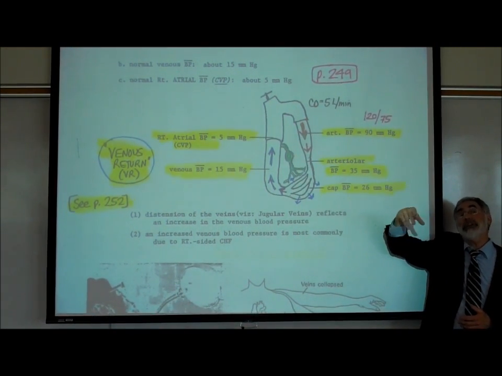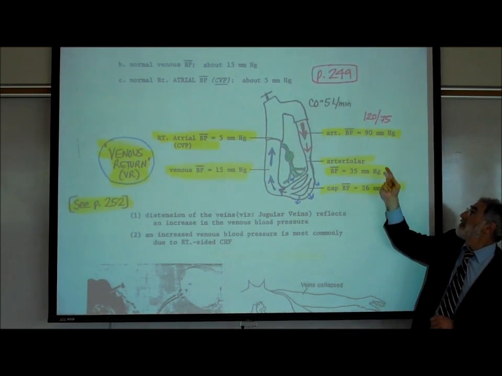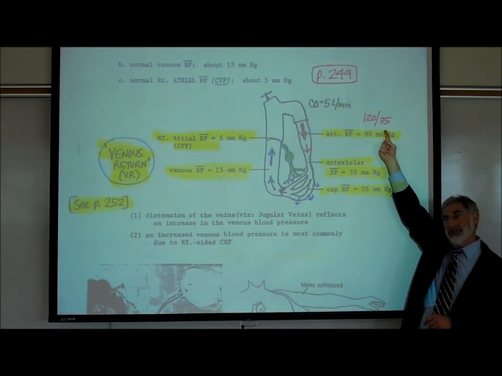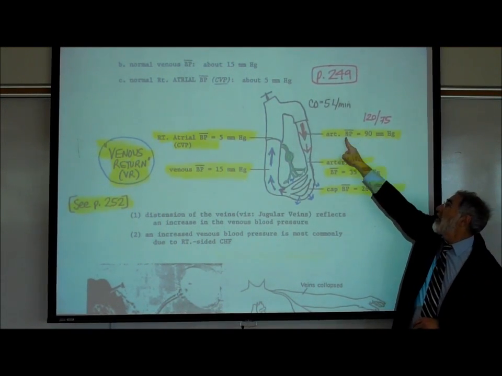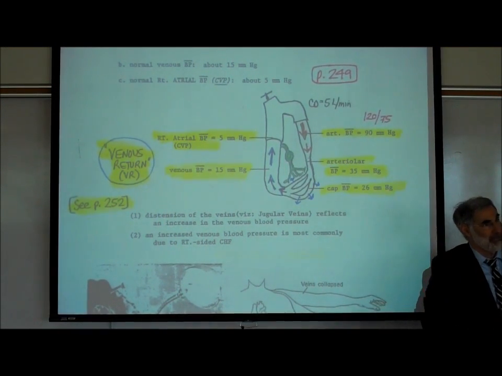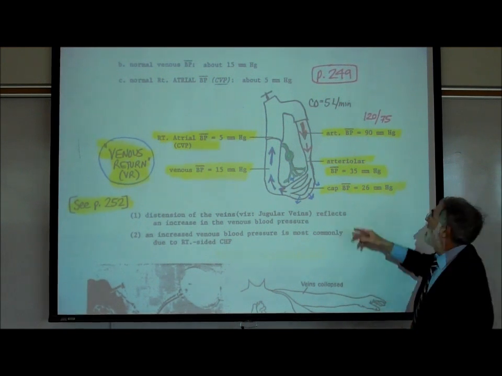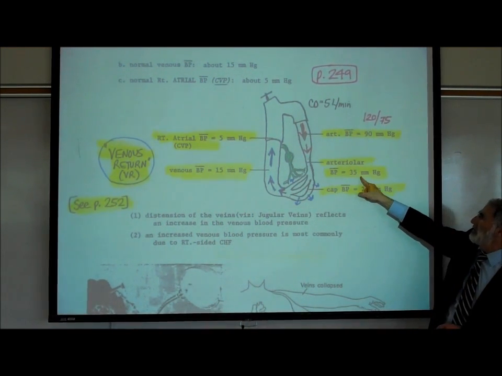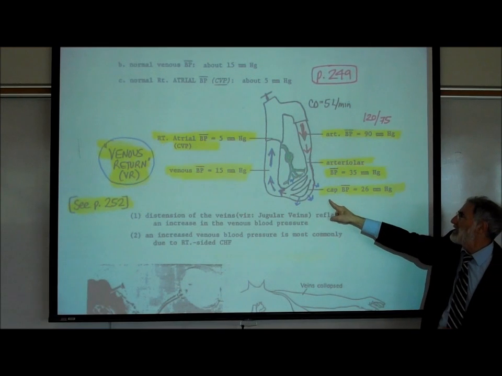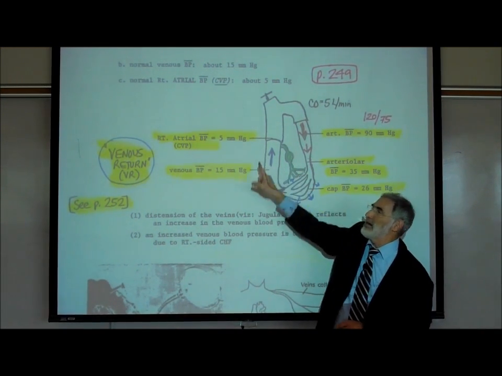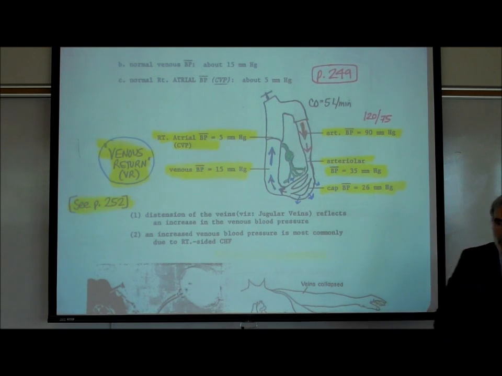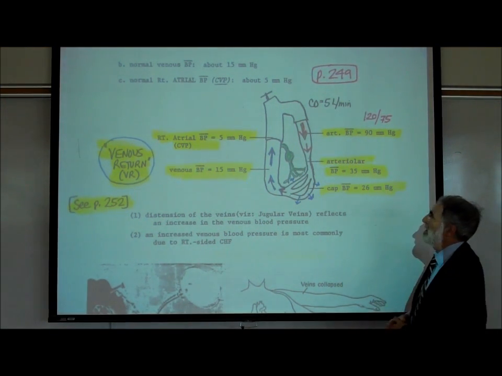But we can calculate the average. If you take 1 times the systolic plus 2 times the diastolic and divide it by 3, the average mean arterial blood pressure is 90. That's what we calculated. By the time we get to the arterioles, it's about 35. By the time we get to the capillaries, it's 26. By the time we get to the veins, it's 15. By the time we get to the central venous pressure, vena cava, it's down to 5.